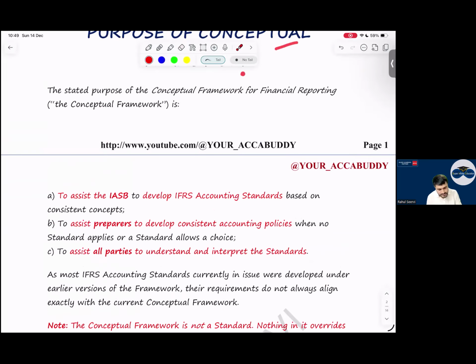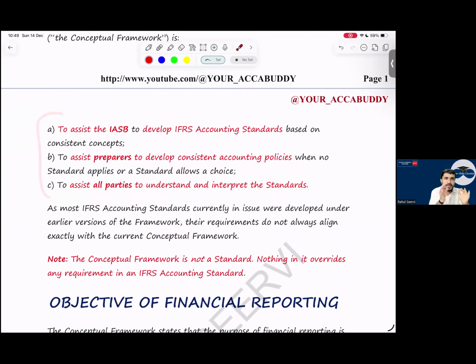Now, why this conceptual framework? As I mentioned, the conceptual framework is a holy book. It's not a detailed book. It is a document in which they provide basic principles. Why do they provide these basic principles? So that the IASB can make the standards. No need to memorize this topic, only understand. It assists the preparers to develop consistent accounting policies. What is an accounting policy? FIFO, weighted average cost, all these are accounting policies. So it helps them, as well as it helps the parties to understand the standard.